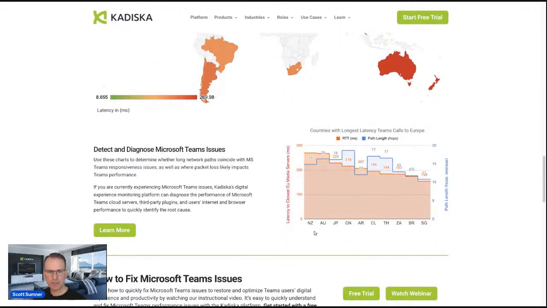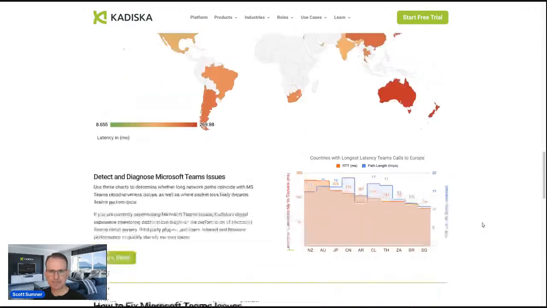And you can also see which countries have the longest path into a European media server. So if you were going to have a call with someone in, I don't know, New Zealand, Australia, like we saw, you're going to see a high latency there round trip and also a long path length. So a lot of hops to get from those locations to a European media server.